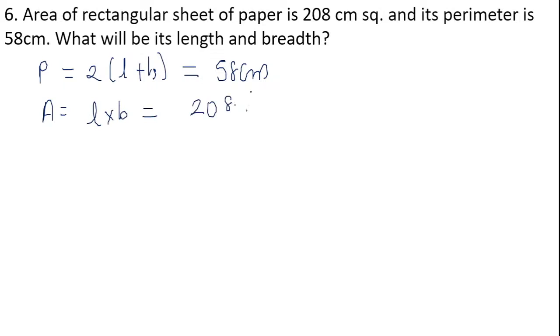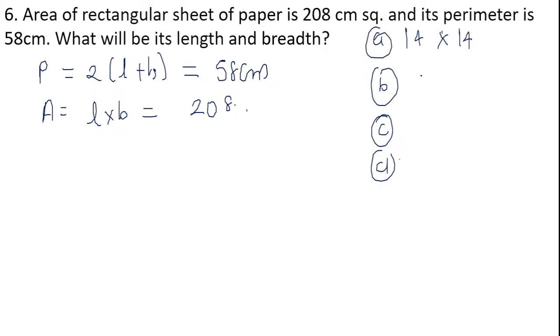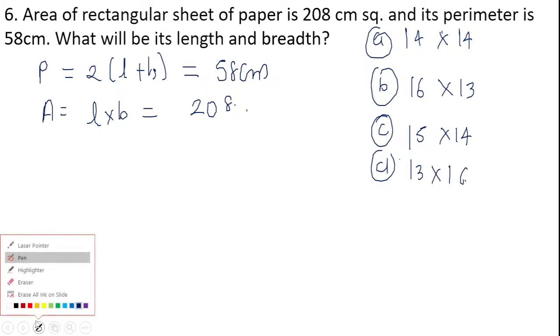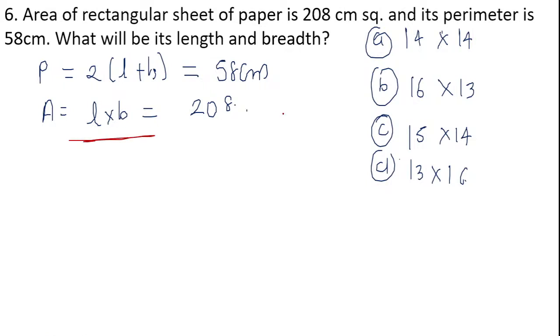Okay, to answer such type of questions, directly you can jump to the options. Now what are the options? Options for this particular question are 14 into 14, that is 14 length, 14 breadth, 16 length and 16 breadth, 15 length and 14 breadth, and 13 length and 16 breadth. The first thing that you can do is, now we know what is the area. We know the formula for the area. Area is what? Length into breadth. So given length and given breadth multiplication you can carry out over here. What is 14 into 14? 14 square is 196. Similarly 16 into 13, 16 3s are 48 and 16 1s are 16 and this is 208.